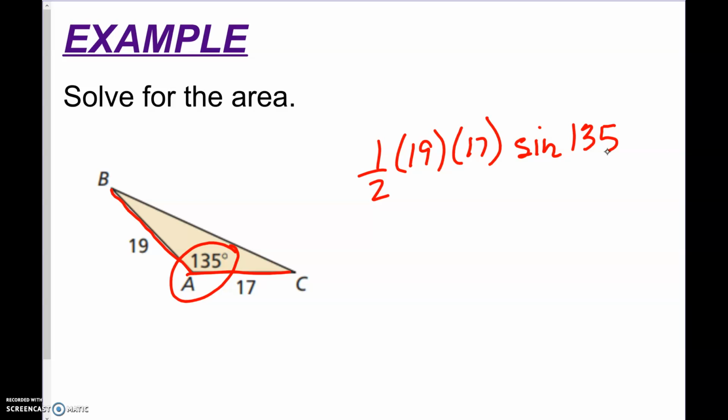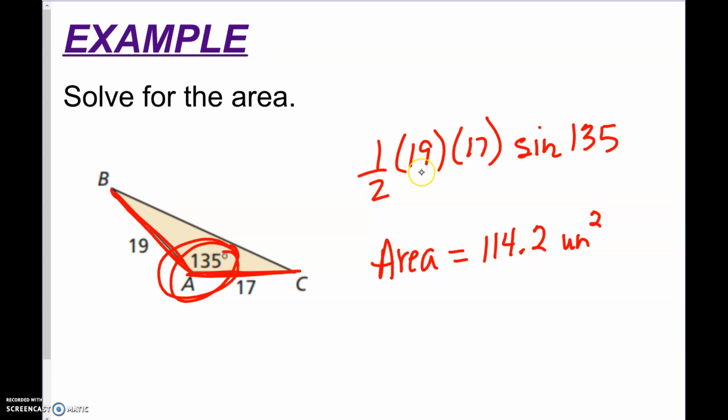Now this just becomes a calculator problem. So just punch everything right in your calculator, and I believe that you get this area to come out to be 114.2 units squared. I don't think they gave us any labels. Okay, so that works for any kind of triangle when you're trying to find the area: the two sides and the included angle. So 1/2 base, and then this was the height.